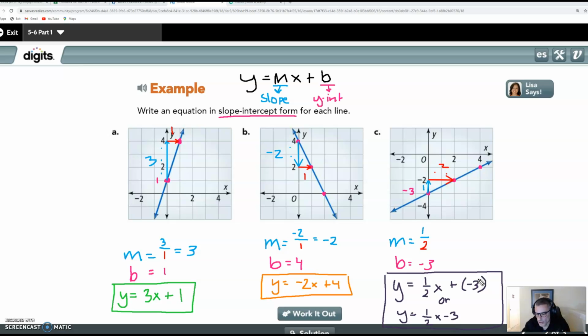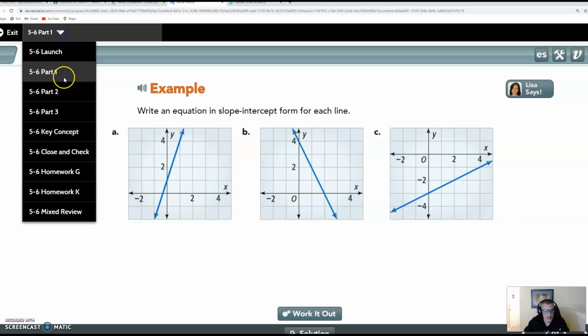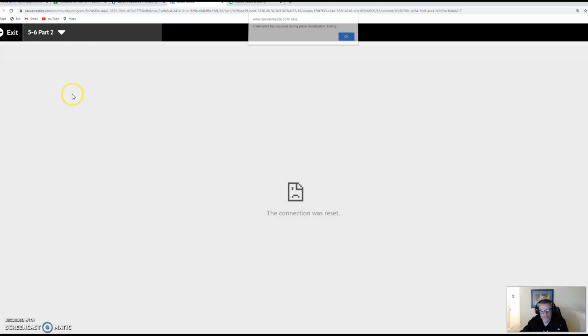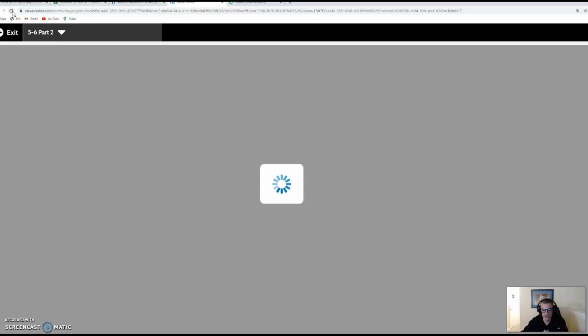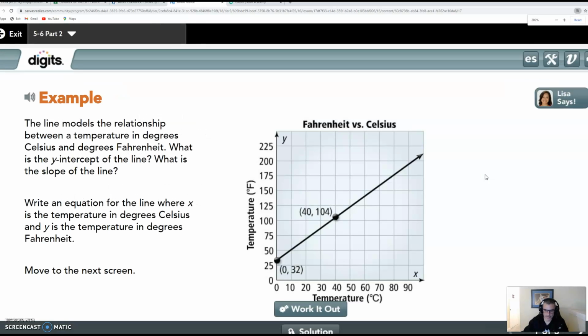Okay, let's take a look at a little more contextualized problem. Contextualized problem means it has a story to it. I'm still getting these weird error messages. They go away after I reload the page. Here we go. All right, I'm going to zoom in a little bit.